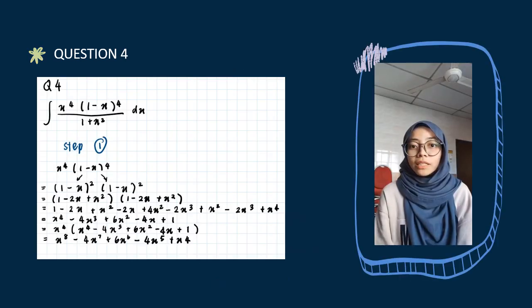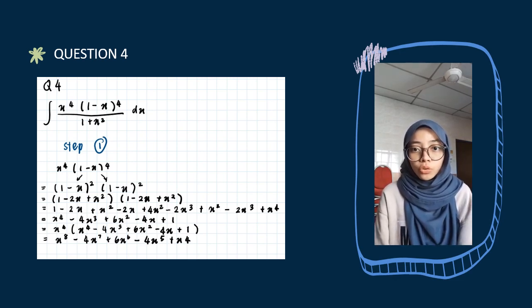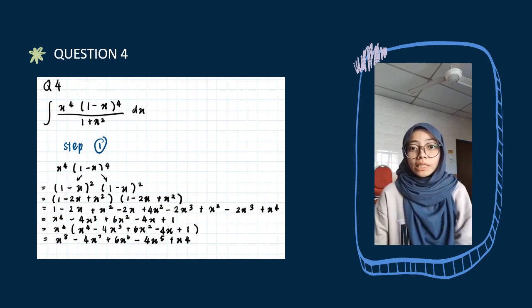The question for number 4 is a rational function. We will find that it is an improper rational function from the equation. As we can see, the numerator is larger than the denominator, which means the highest degree for the numerator is 4 and the highest degree for the denominator is 2. That's the reason why we need to use the long division method. 1 minus x power of 4 we can simplify to 1 minus x power of 2 equal to 2.